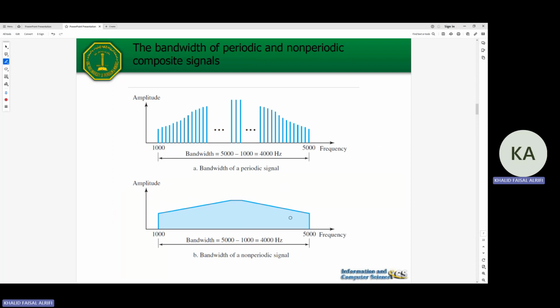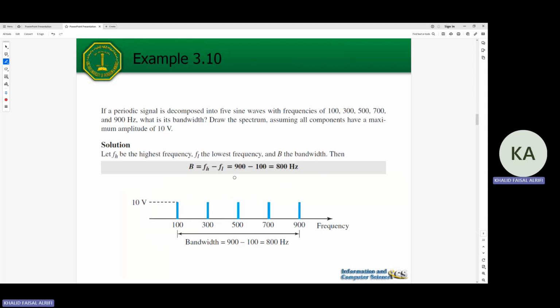You can see from here we have a composite signal. This concept only applies with composite signals, okay? Not simple signals. So you will subtract the lowest frequency that you have from the highest frequency that you have. This will give you the bandwidth. So here in this case, it's 4,000. Also in non-periodic signals, take the highest and the lowest, subtract them from each other, and you will get the bandwidth. Here's another example.